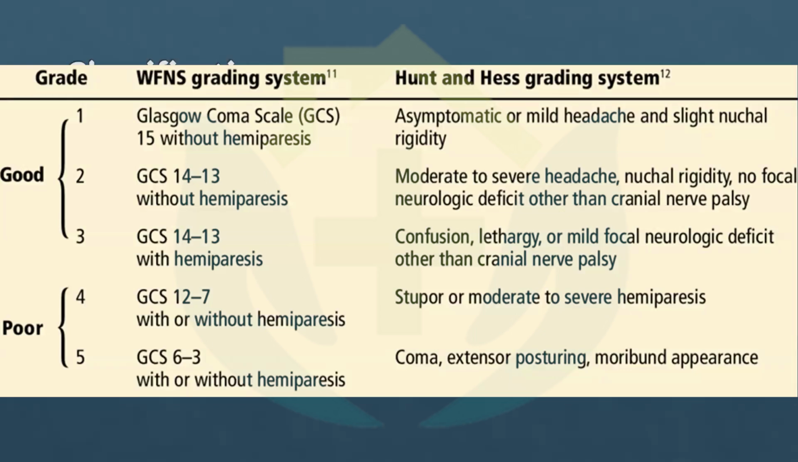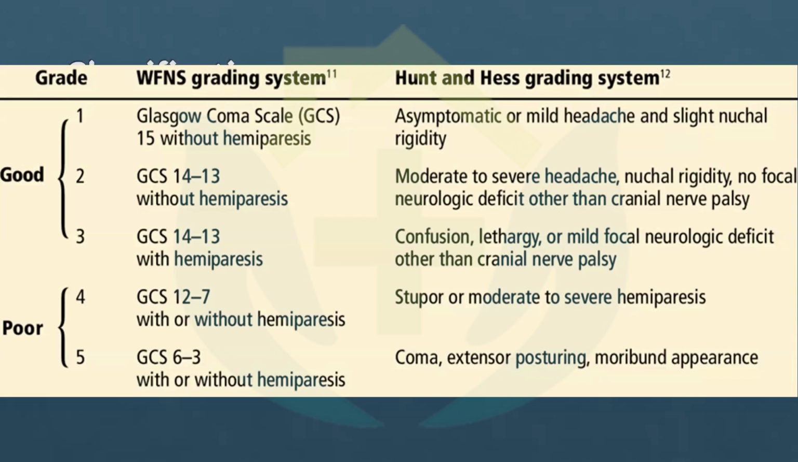So if you have a GCS of full without any focal deficit, without any hemiparesis, it is grade 1. If you have a mild drop in GCS, that is 13 to 14, depending on whether you have hemiparesis or not, you will have grade 2 or grade 3. If you have a GCS between 7 to 12, that's grade 4. And if you have a GCS between 6 to 3, it's grade 5. So this is the WFNS, and WFNS is more commonly used nowadays.